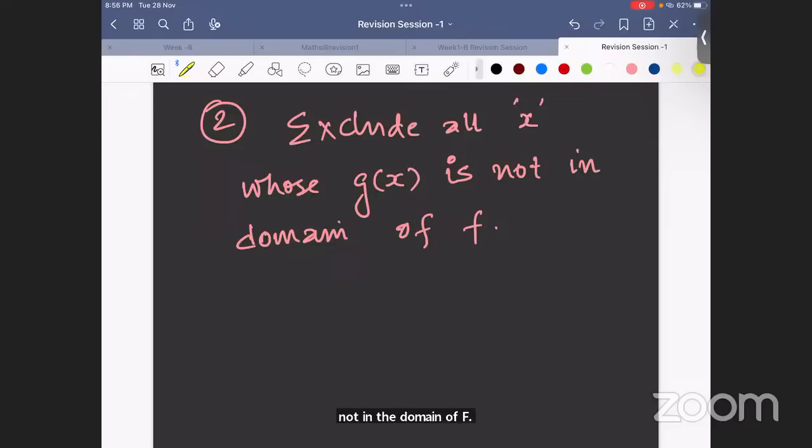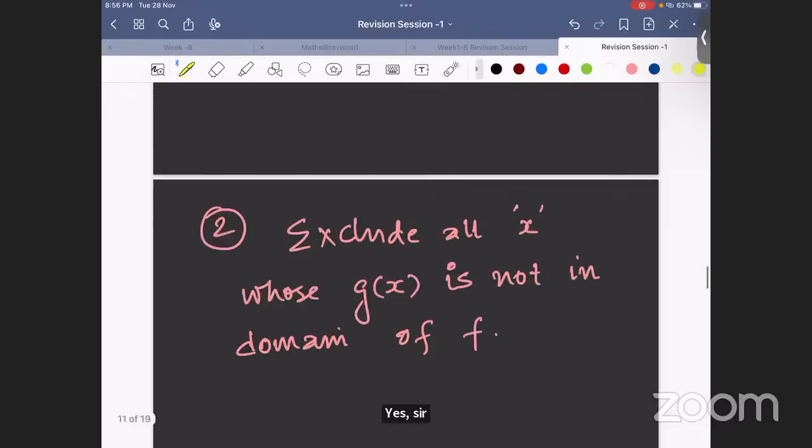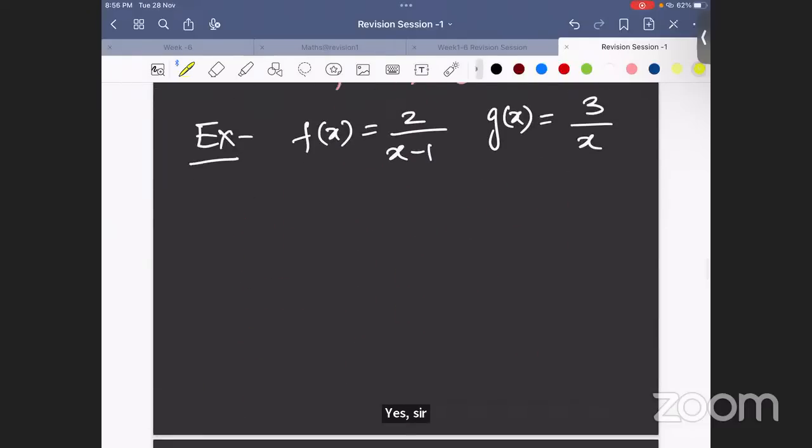Yes, sir. So basically we eliminate those elements from the range of g(x) only, right? That's the range of g(x). Yes, sir, the values that g(x) would take inside f of g. That is the range of g(x). But from that range you have to remove all those values where the function f(x) is not defined, right? Yeah, correct. So that you have to remove.